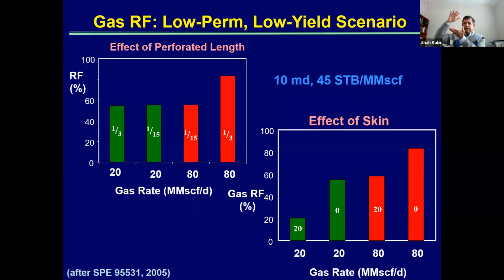If you complete only a little bit, that's why we're trying to make the point. It's 1/15. It's very difficult. You are sacrificing a lot. So same thing. You can look at it through the prism of skin or completion interval. And as you can see, unless you have sufficiently high flow rate, your recovery factor will suffer. That's the point we wanted to make here.